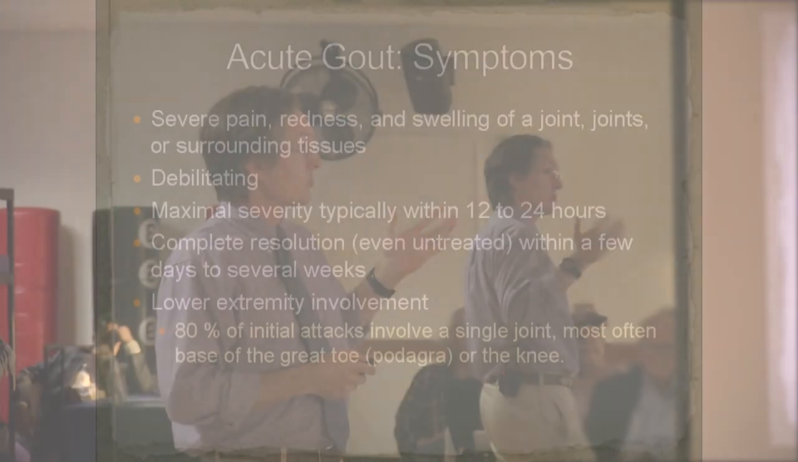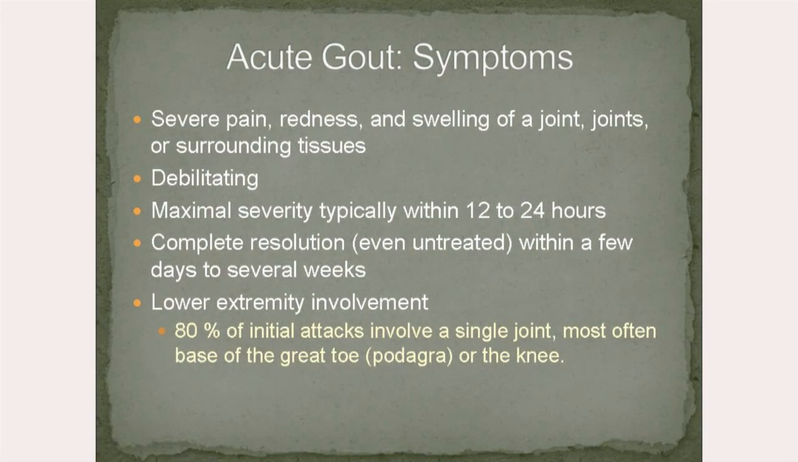So the symptoms of acute gout, what we've touched on: severe pain, redness, swelling of a joint, joints, or surrounding tissues. Very debilitating. People who have gout say it's the most painful thing they've ever experienced. I'm sure, short of childbirth, that's probably true. The maximal severity, again, is typically within the first 12 to 24 hours.